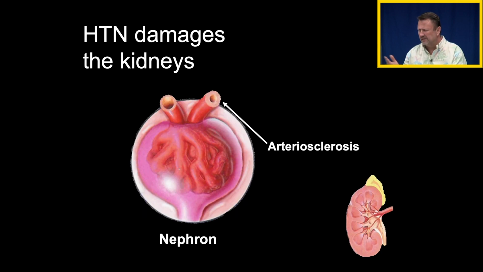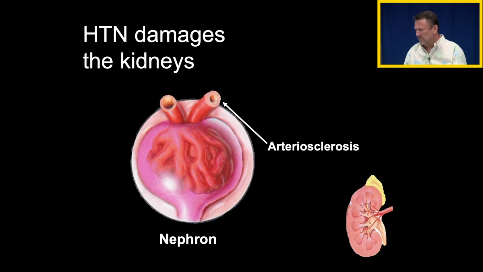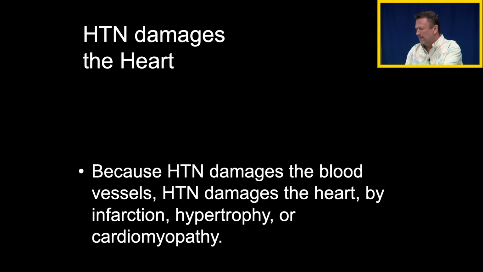Same thing with kidneys. The kidneys can develop arterial sclerosis in the arterioles that feed the glomerulus. And it's one of the leading causes of kidney damage and the need for dialysis. All right? So a lot of people on dialysis, the external kidney machine, they're suffering because of uncontrolled high blood pressure. And you hear them talking about how important it is to control high blood pressure.